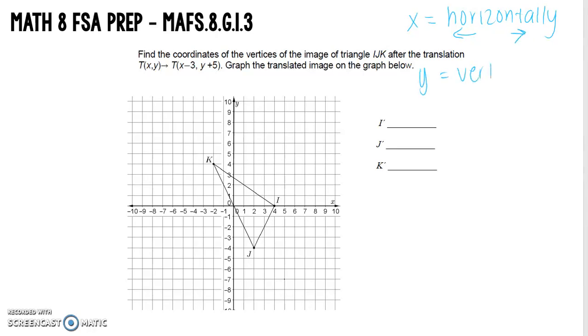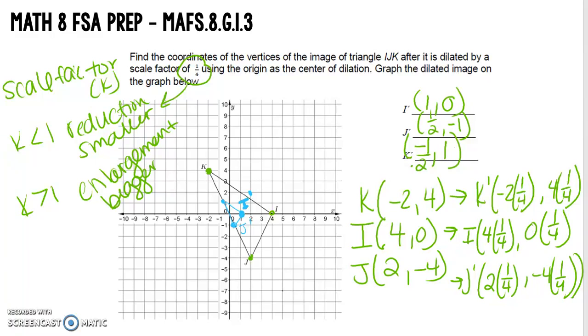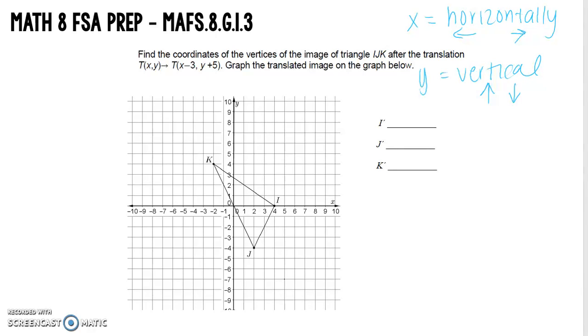Y is your vertical movement, so it's going to move it up or down. So in this case, what's happening? Oops, I jumped back, a problem. In this case, what's happening is I am going to be moving left 3. And how I know that is from this -3. So this is telling me I'm going to move it left 3.